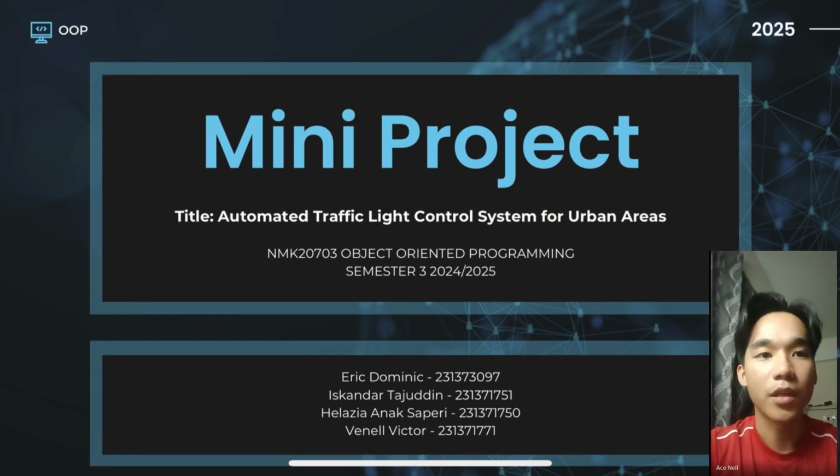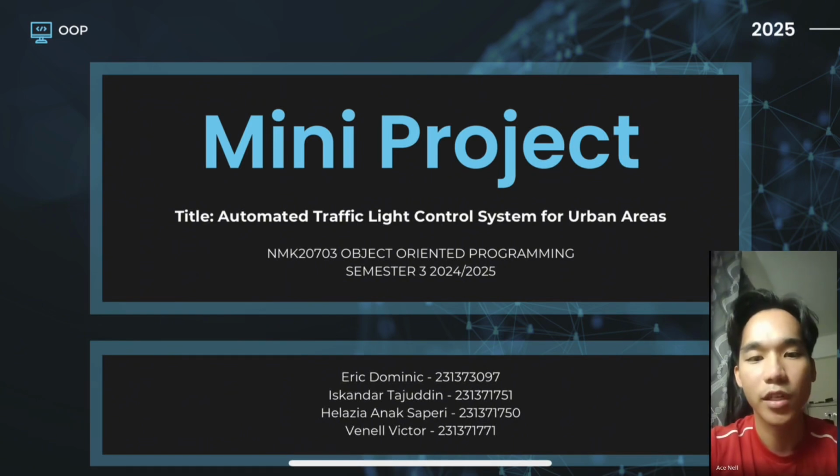Today we will be presenting about our mini project. The title of our mini project is Automatic Traffic Light Control System for Urban Area, and we are from 007 System Electronic. These are my group members: Eric Dominic, Iskandar Tajuddin, Elizia Naksapari, and myself, Benel Victor.